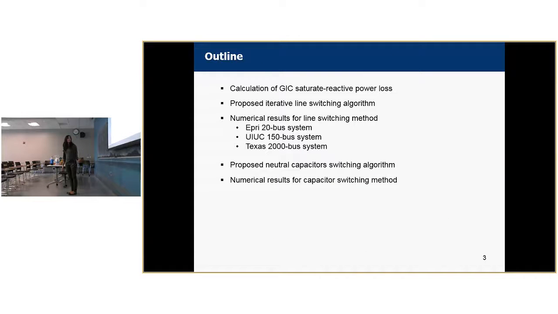So in this presentation, I am first going to talk about how we calculate the GIC-saturated reactive power losses in transformers. Then I will present the algorithm that we developed to minimize the losses on transformers, and I will present some numerical results for different systems. In the second part of the presentation, we use a second approach for minimizing the losses, that is using the transformer neutral capacitors, and I will also present some results for that.